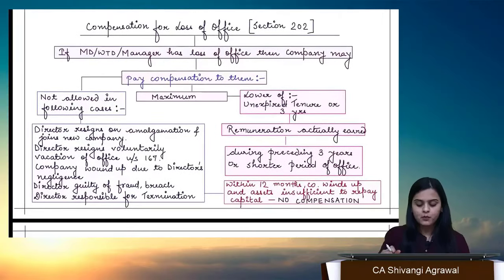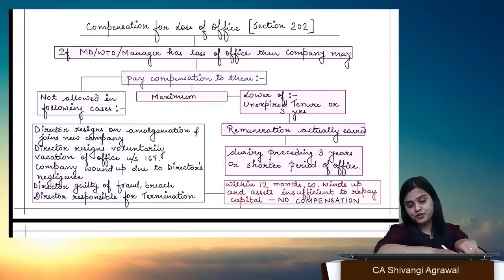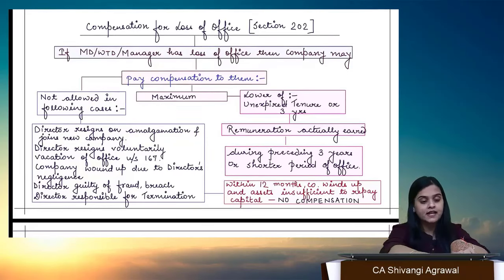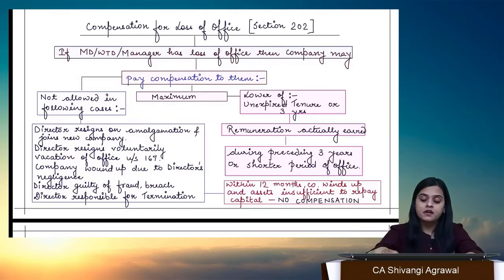Then we have compensation for loss of office, section 202, an important section from your examination point of view. Who is entitled to compensation? MD, WTD, manager and no other person. When are they entitled to compensation? When there is a loss of office.